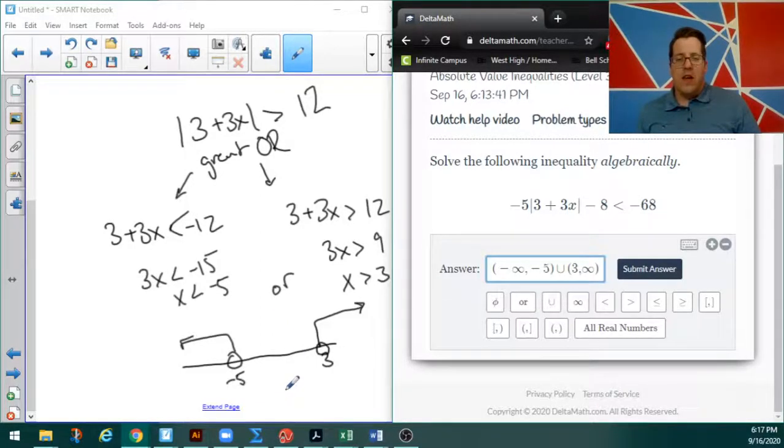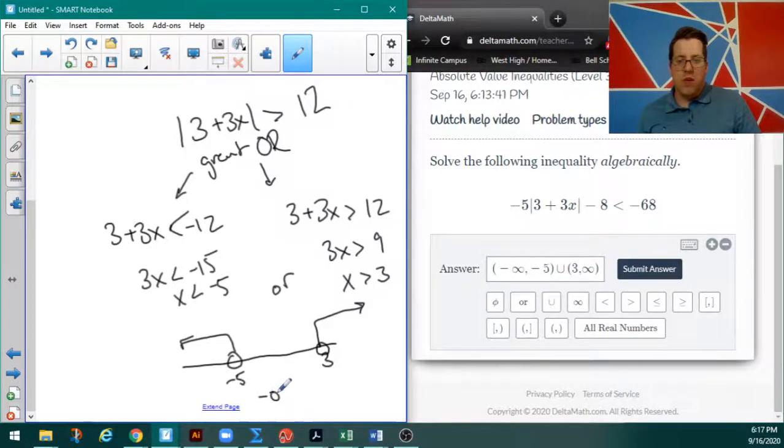I forgot that I was going to have to write this into interval notation. So just to be clear, -infinity to -5 joined with 3 to infinity, if everything goes right.